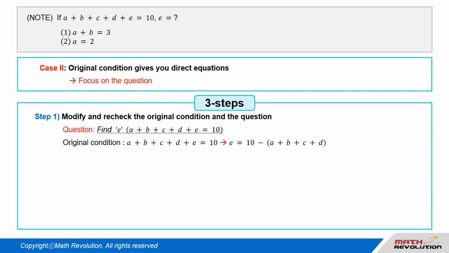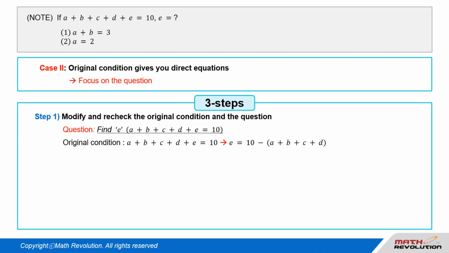We have to find the value of E if A plus B plus C plus D plus E equals 10. The original condition further tells us the value of A plus B plus C plus D plus E, but asks for the value of E. To know the value of E, we need to know the value of A plus B plus C plus D, as E equals 10 minus (A plus B plus C plus D).